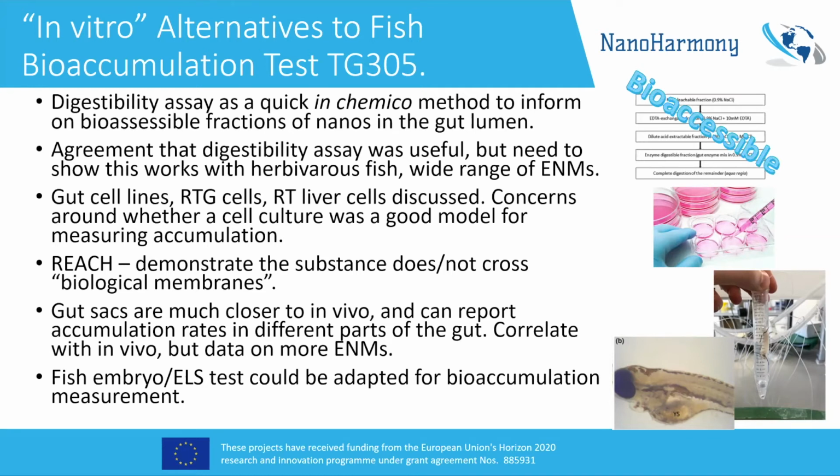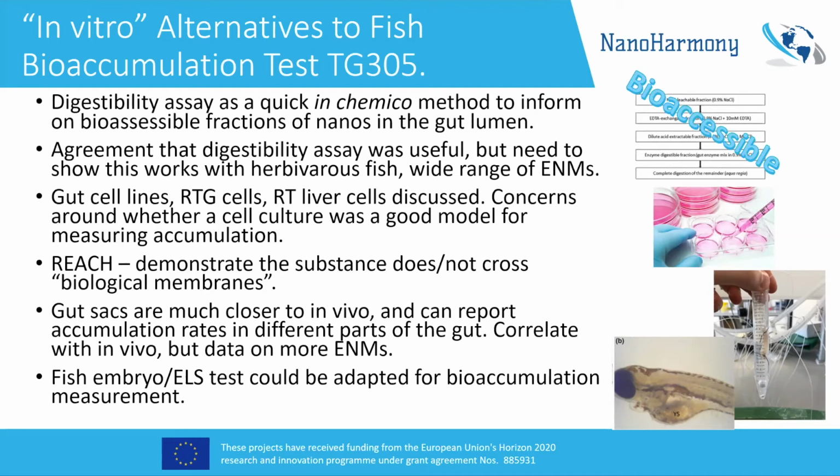Then we went on to discuss fish cell lines, and of course there are various gut cell cultures now emerging for fish. The rainbow trout gill cells, RTGs, have been around a long time, and there are rainbow trout liver cell culture lines and primary cultures available. There were some concerns around whether a cell culture system was a good model for measuring bioaccumulation, in that it's a single cell layer that's quite simple in the dish. We haven't necessarily got to the complex co-culture models that have been used in mammals, like the Caco-2 cell co-cultures.